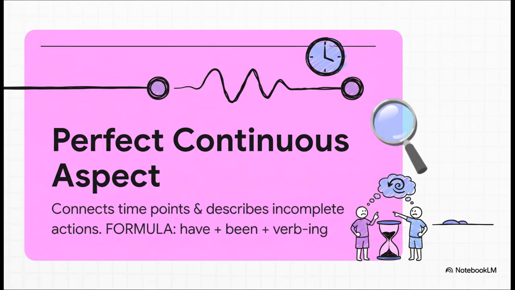And finally, our last one, the perfect continuous aspect. And honestly, it's just a mashup of the two we just talked about. It's perfect because it's that bridge connecting two times, and it's continuous because it focuses on an action that's been going on for a while. Think about, we've been waiting for ages. It connects all that past waiting time to right now, and it implies we're still waiting.